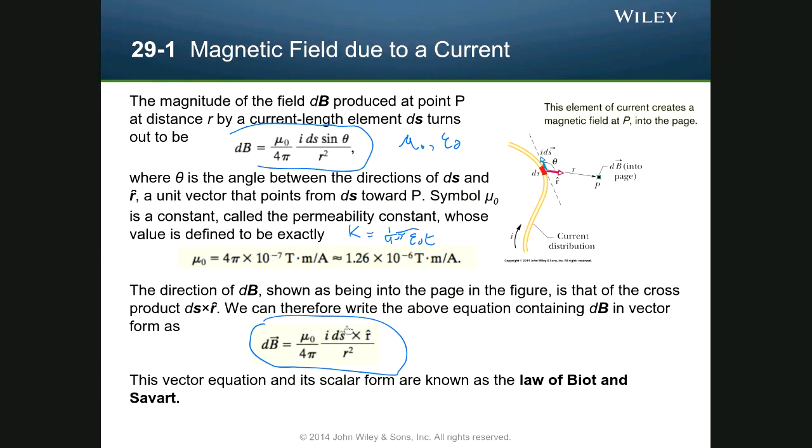So basically, for any arbitrary small amount of wire of length ds with the current running through it, you can figure out the magnetic field of it by applying the Biot-Savart law. And we're going to apply it to some simple situations right now. So that's the next thing we're going to do. We're going to see some examples.